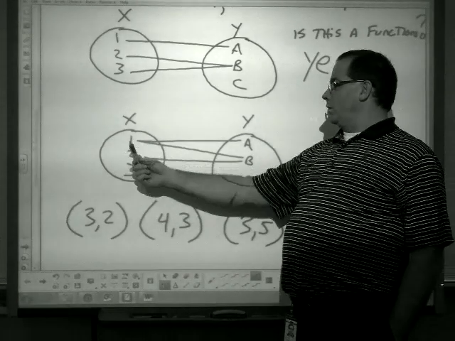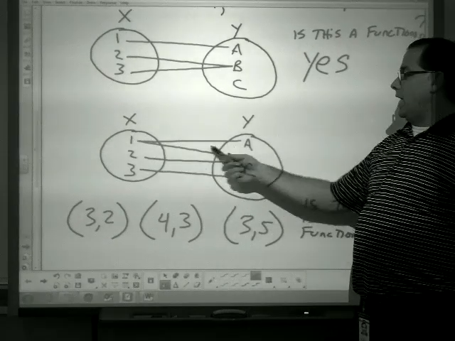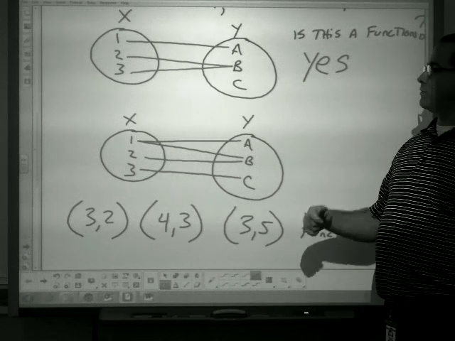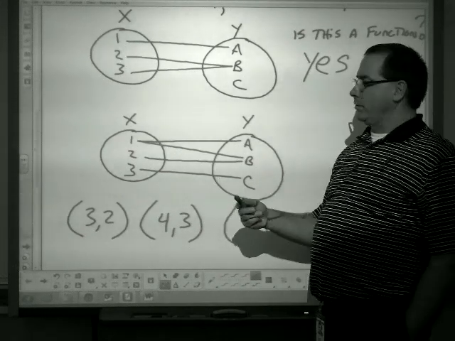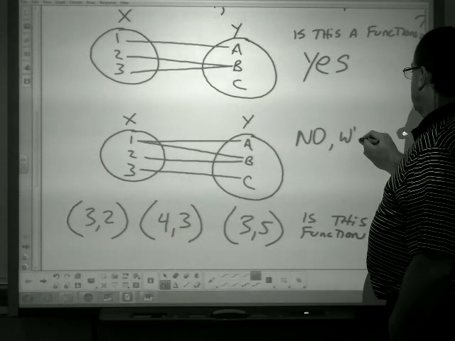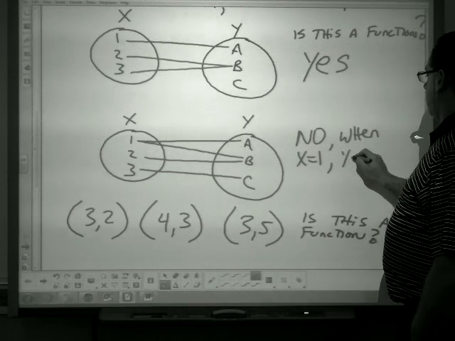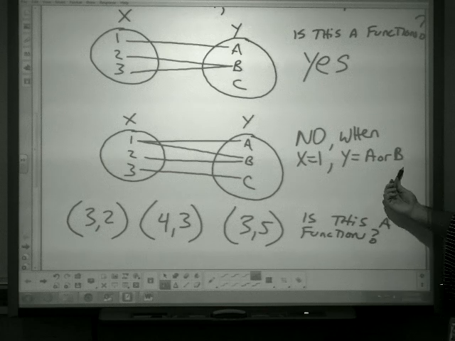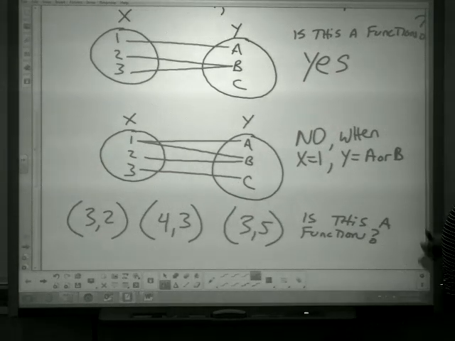All right, let's take a look at this one. When x is 1, what is y? Uh-oh. It's either A or it could be B. This is not a function because for every x, I don't get a unique y value. So this would be no. When x equals 1, y equals A or B. And because of that, it's not a function. Okay?